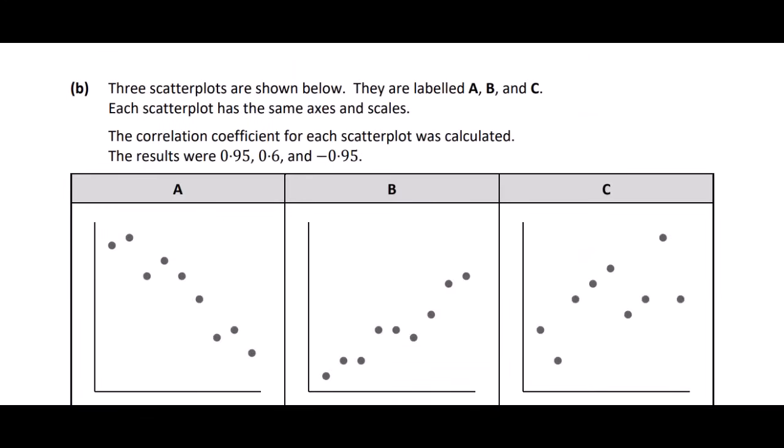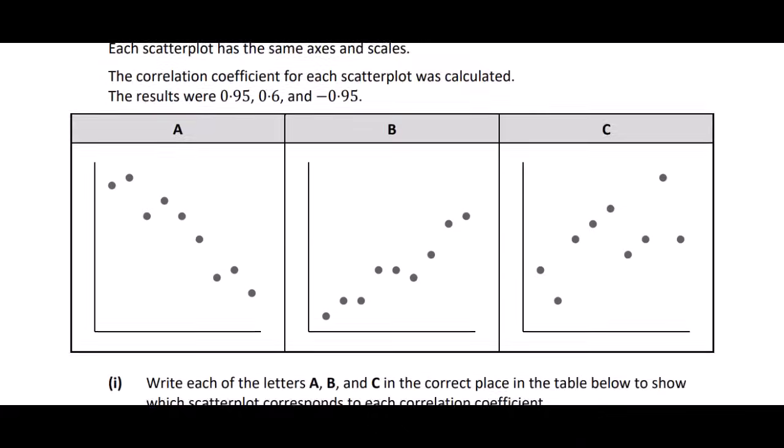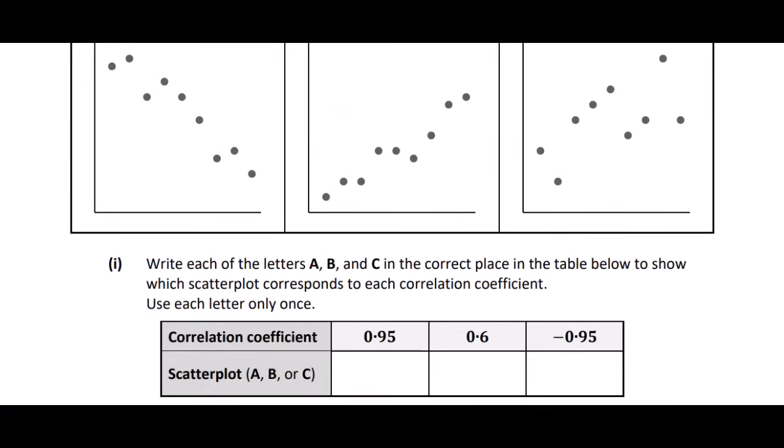Next one then, 3 scatter plots are shown below. They are labeled A, B, and C. Each scatter plot has the same axis and scales. The correlation coefficient for each scatter plot was calculated. The results were 0.95, 0.6, and minus 0.95. Write each of the letters A, B, C in the correct place in the table below to show which scatterplot corresponds to each correlation coefficient. Use each letter only once.